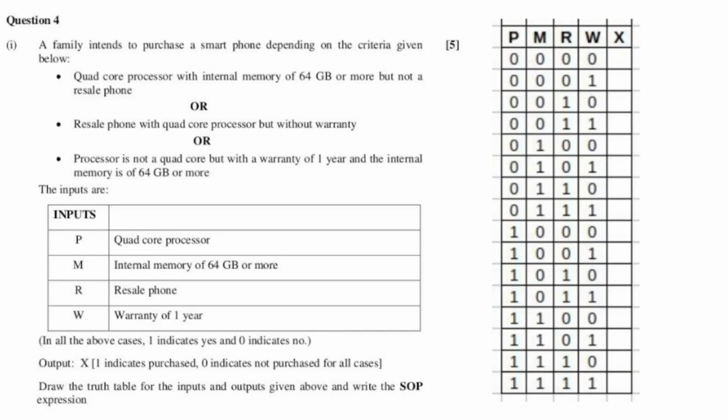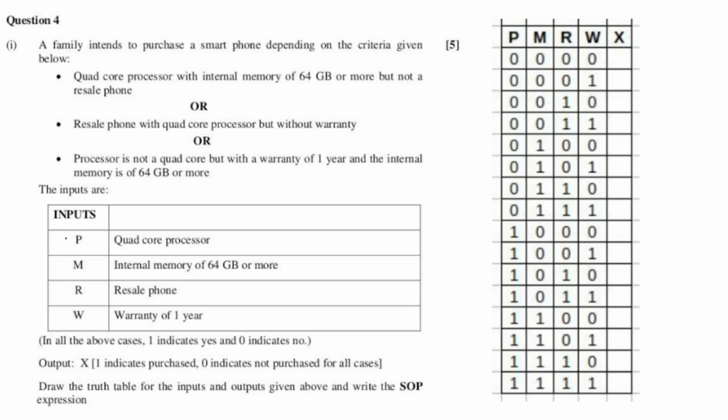Now let us solve question number 4, which gives us a set of conditions, and based on those conditions we have to form a truth table, and finally we have to write the SOP expression based on the truth table. According to the question, a family intends to purchase a smartphone depending on the criteria given below, and the first criteria is a quad-core processor with internal memory of 64 GB.